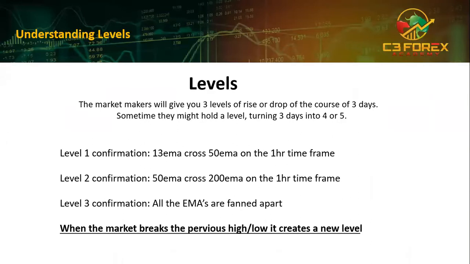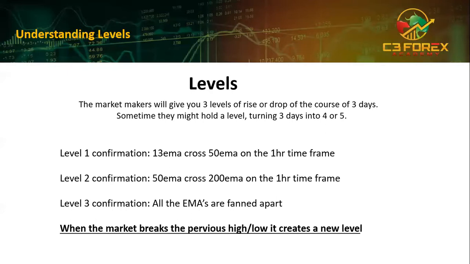All right, so level confirmations. Level 1 confirmation, the 13 EMA crosses the 50 EMA on your 1 hour time frame. Level 2 confirmation, the 50 EMA crosses your 200 EMA on your 1 hour time frame. Now your level 2 confirmation will signal all your retail traders that this is a technical trend. So we got in at level 1, and now the retail traders are getting in at level 2.